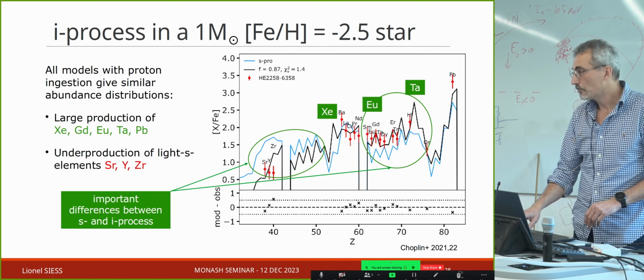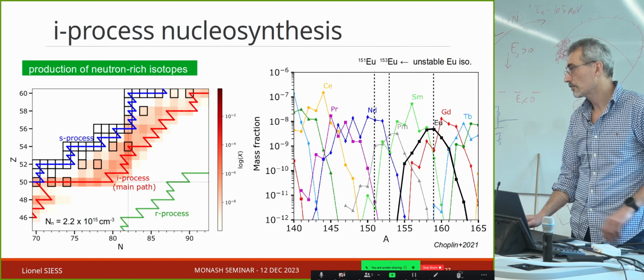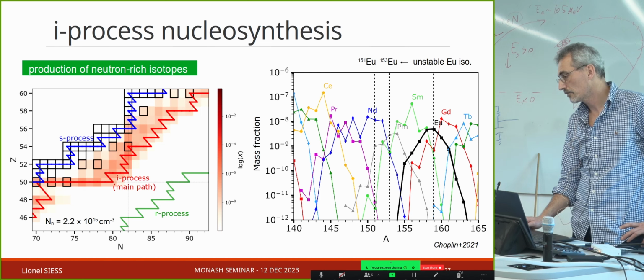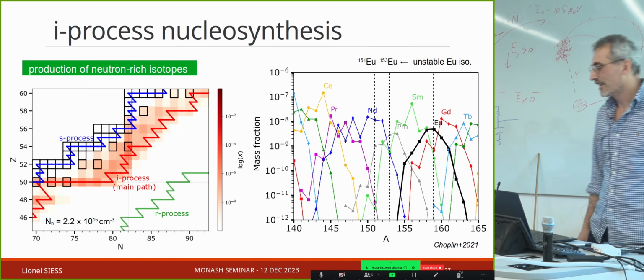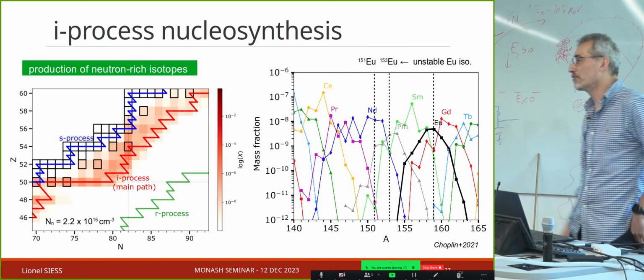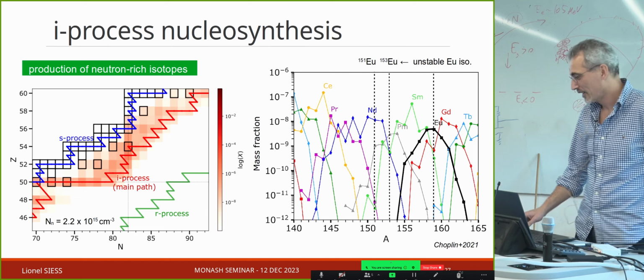Sorry, but you show the unstable europium, but it's not the unstable europium that decays to europium. No, that's true. You know exactly the lines. Exactly. No, it should be at constant A. Yeah, you're perfectly right, Alex.